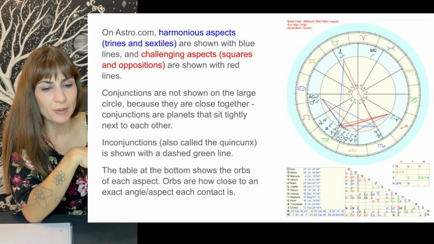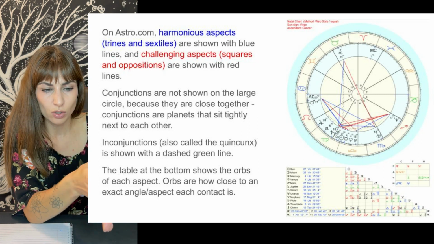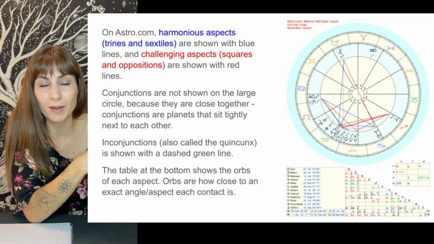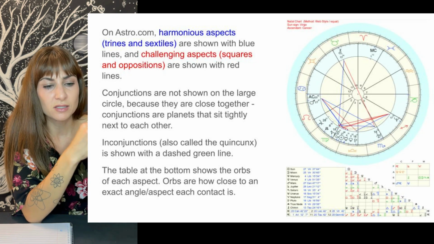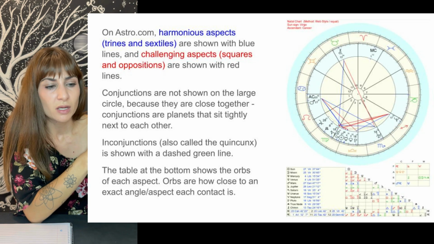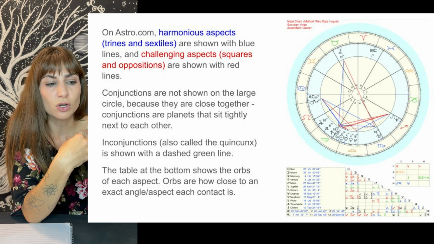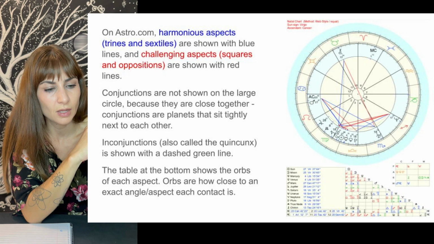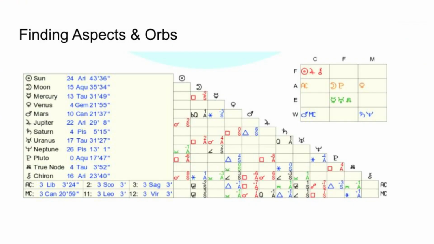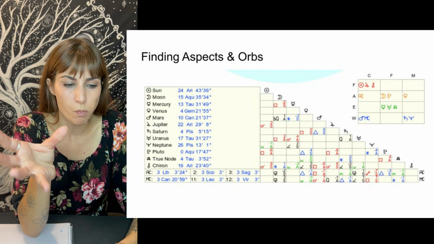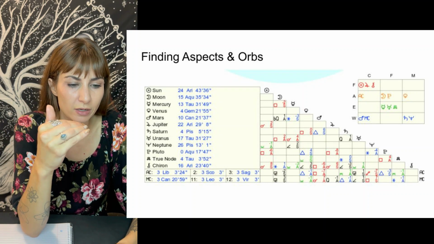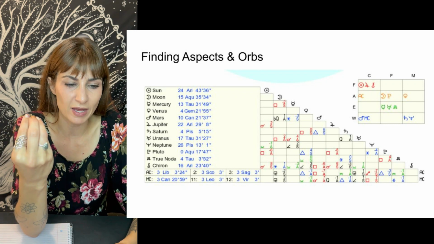Inconjunctions are going to show up as green dashed lines. I don't have one on this particular chart, but you might pull your chart and see those. The harmonious aspects, the trines and the sextiles, are going to be blue. The challenging aspects, squares and oppositions, are going to be red. And then you can look at your aspect table down here. If we're trying to not do the math and we just want to know, you can go down here quickly and see. This is one of the first things I'll do when I analyze a chart: go down and look for the tightest aspects.